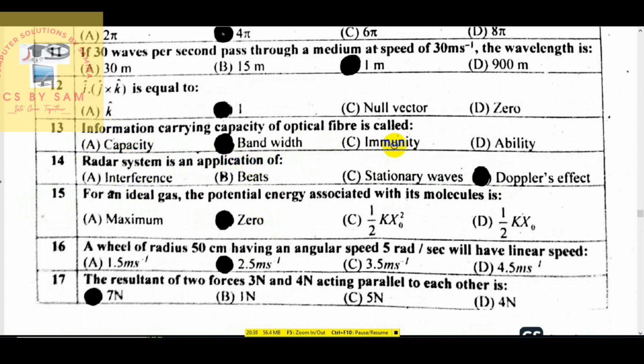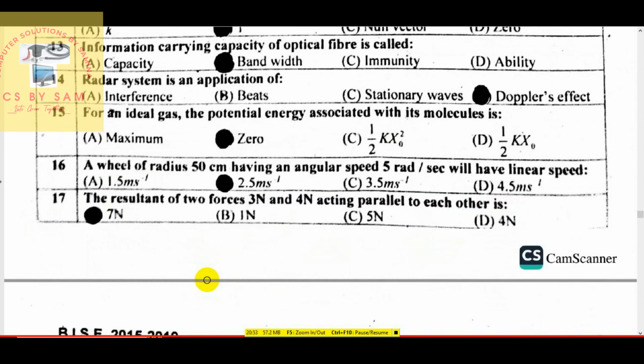Information carrying capacity of the optical fiber is called bandwidth. Radar system is an application of Doppler's effect. For an ideal gas, the potential energy associated with its molecules is 0. A wheel of radius 50 cm having an angular speed 5 radian per second will have a linear speed of 2.5 meter per second.